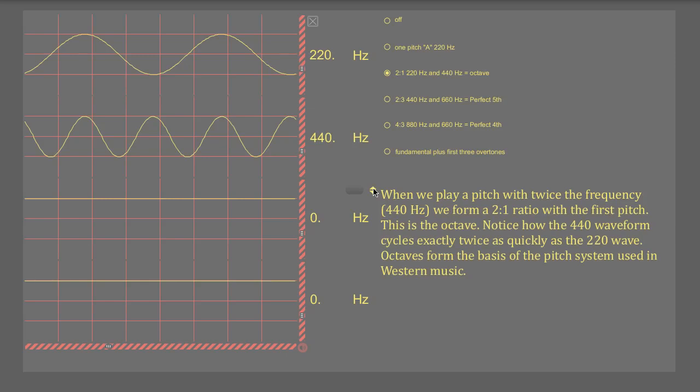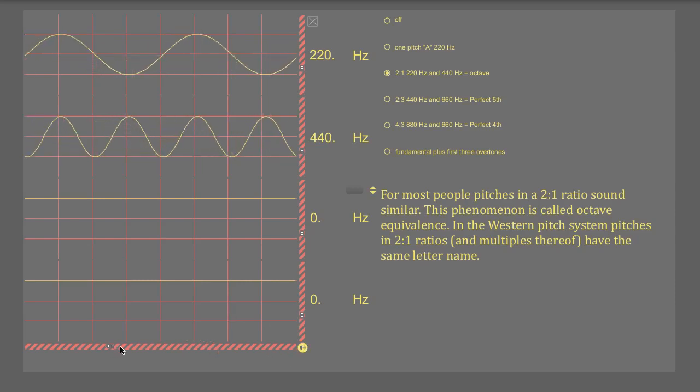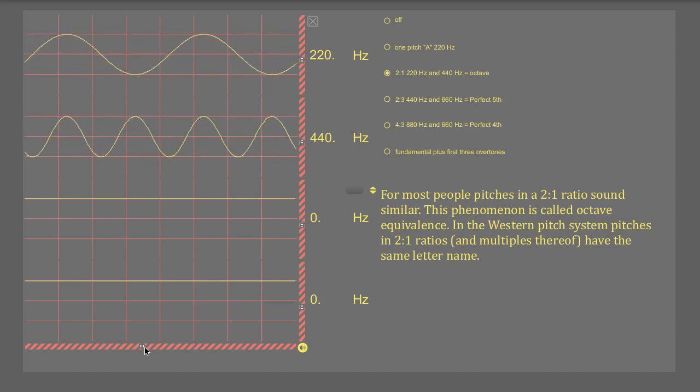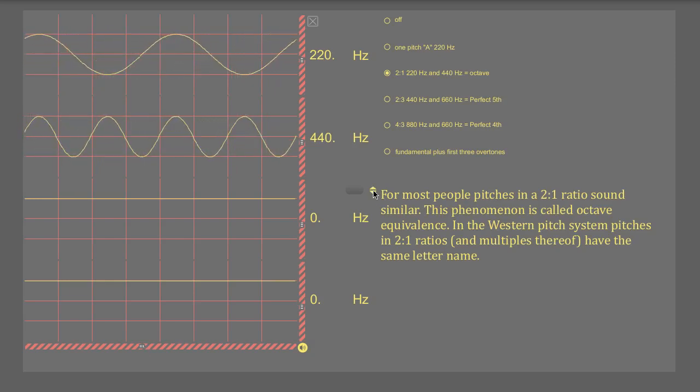Octaves form the basis of the pitch system used in Western music, and this is very important and pretty cool. For most people, pitches in a 2-to-1 ratio sound similar, and I know that's true for me. I hear this lower A, do, even though it's different than the higher A, do, in terms of a frequency in Hertz, they sound somehow the same to me. They both have a sound that is equal in my ear. This phenomenon is called octave equivalence.